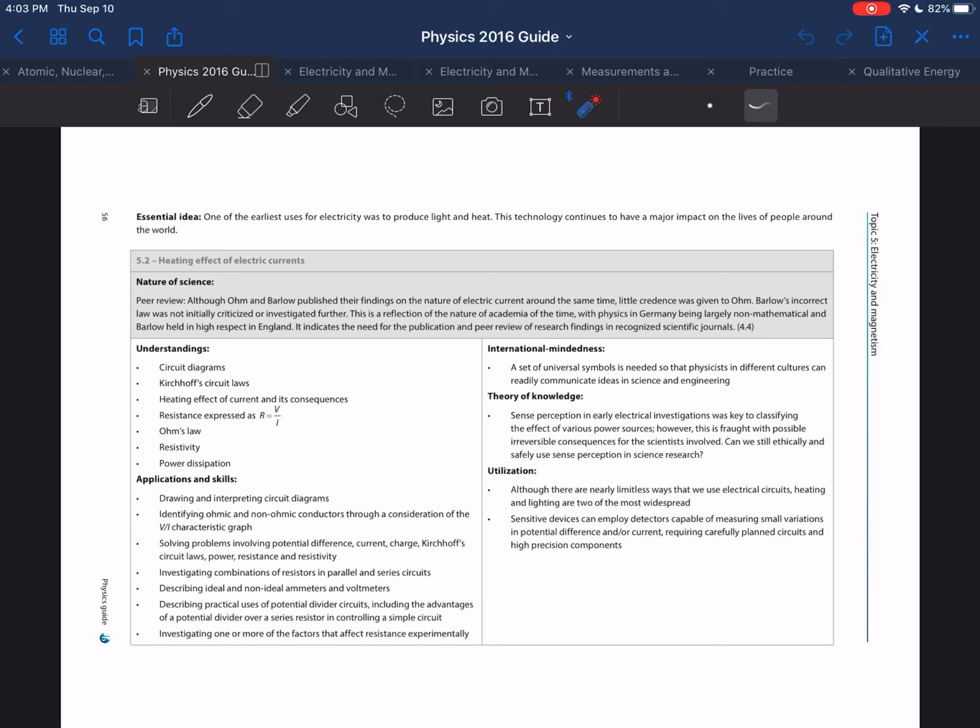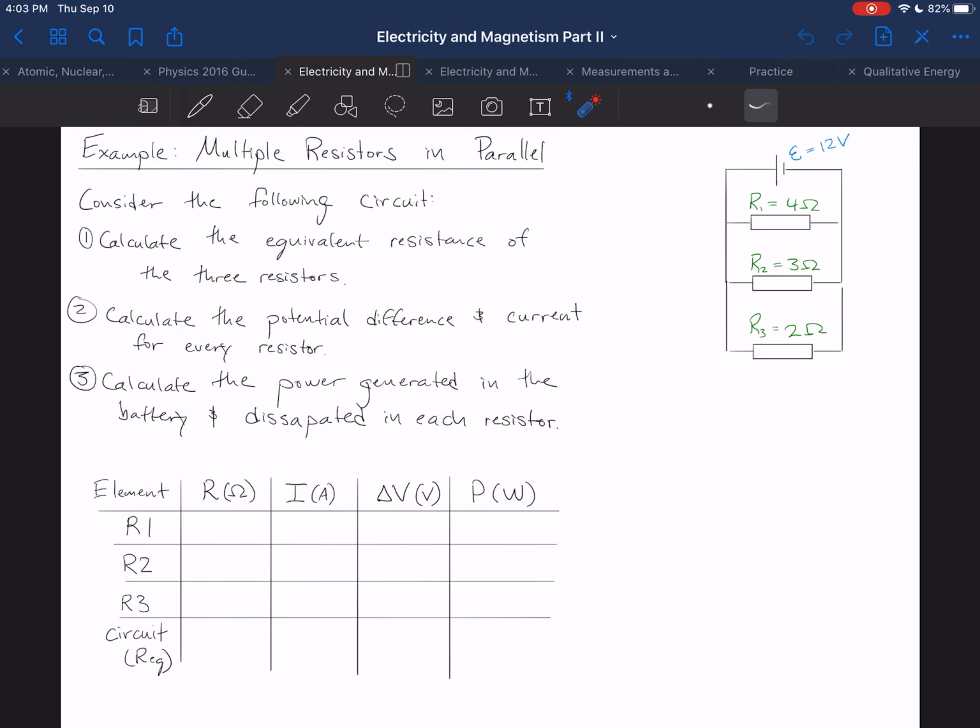Hello everyone! In this video we will continue to examine topic 5.2, the heating effect of electric currents, and in particular we will examine a multi-resistor circuit. In fact, those in parallel.